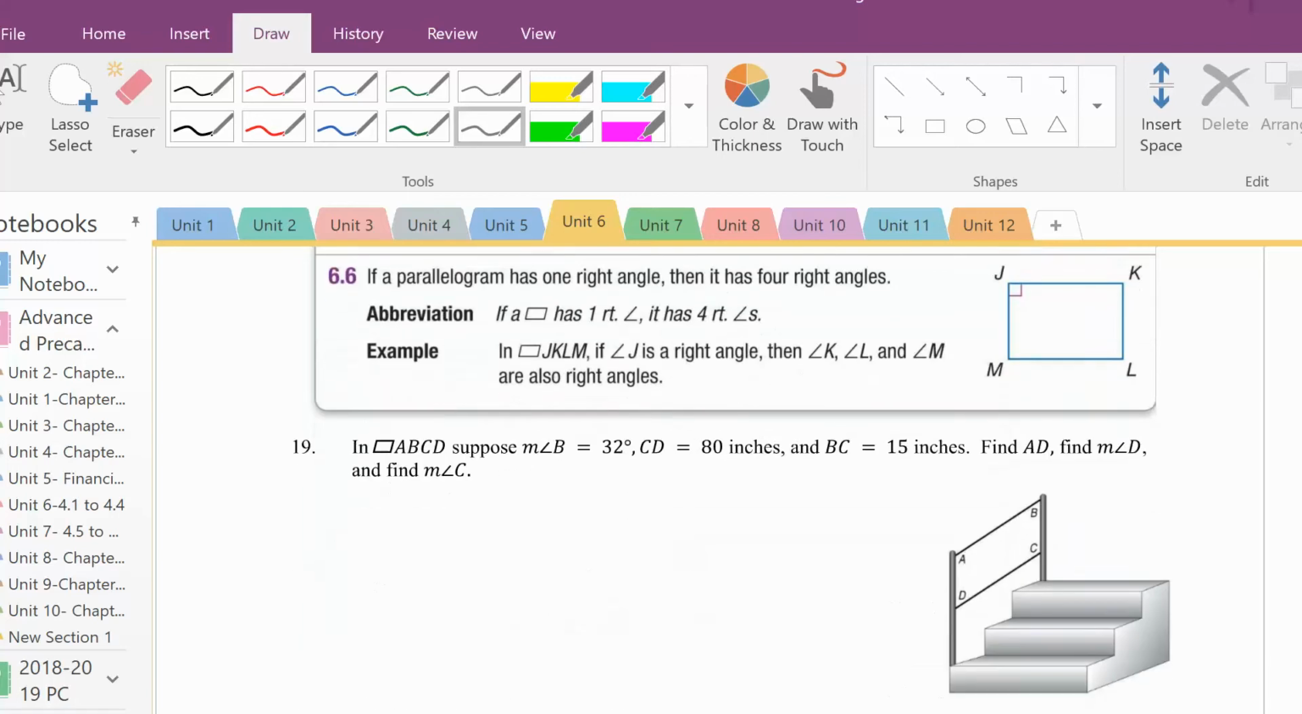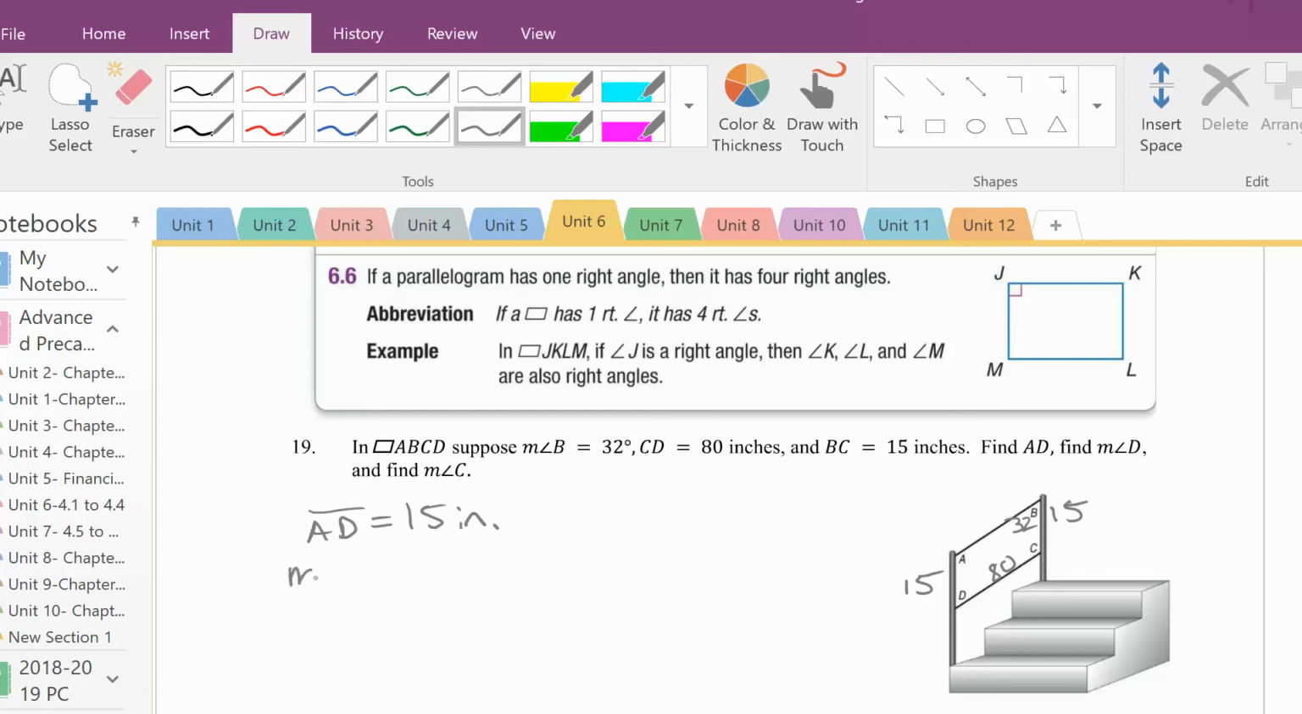So here in parallelogram ABCD, angle B is 32 degrees. CD is 80 inches. BC is 15 inches. It says find AD, the measure of angle D. Well, remember, opposite sides of a parallelogram are equal. So therefore, AD is 15 inches as well.